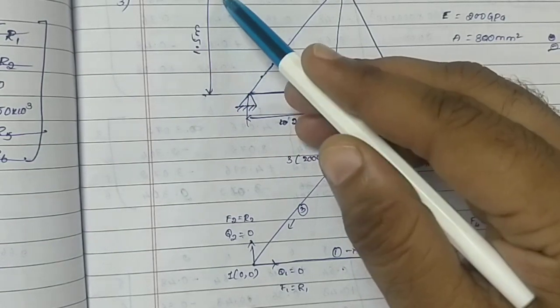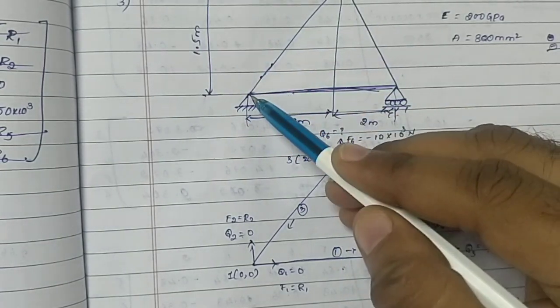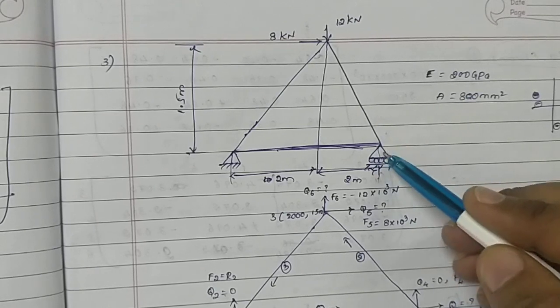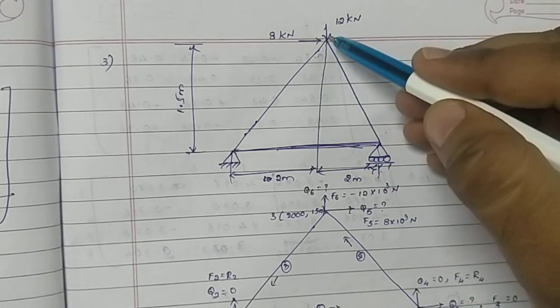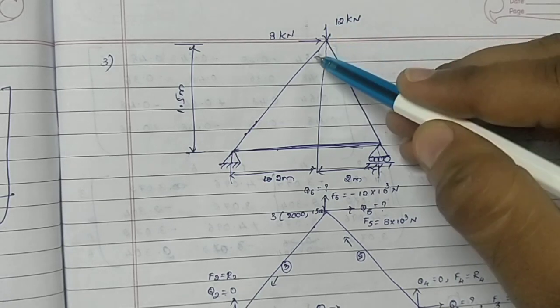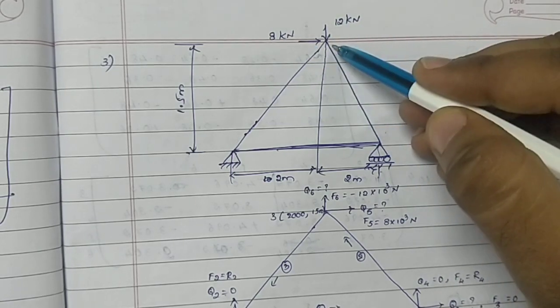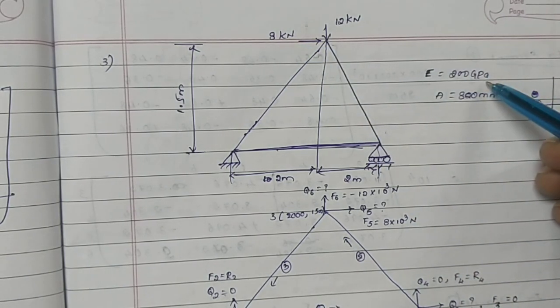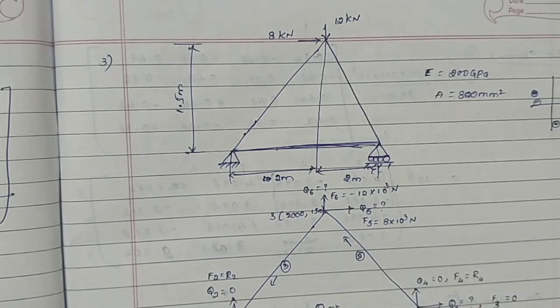Okay, the height of this is 1.5 meter. At this point it is completely fixed. At this point it is supported on a roller support, and a force of 12 kilonewton is applied in the negative y direction, and in the positive x direction a force of 8 kilonewton is applied. E is given as 200 GPa, A is given as 800 mm square. This is 2 meter and this is 2 meter.